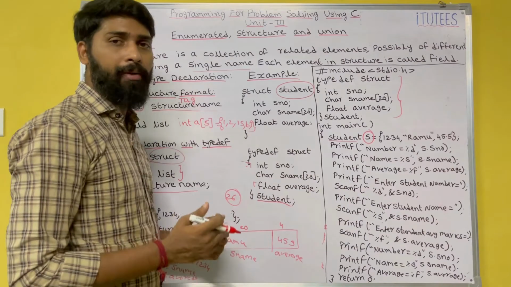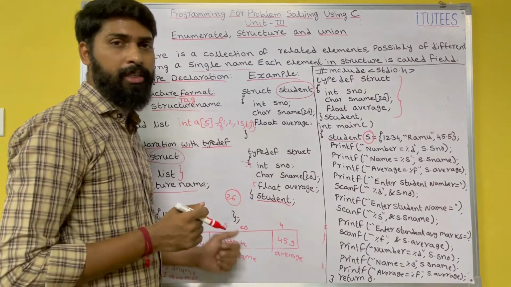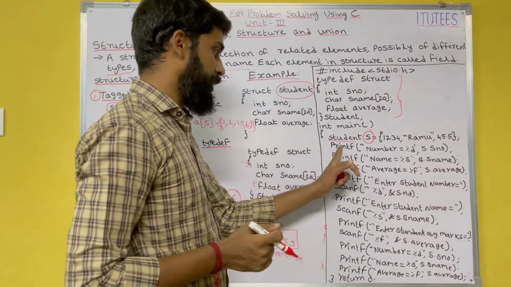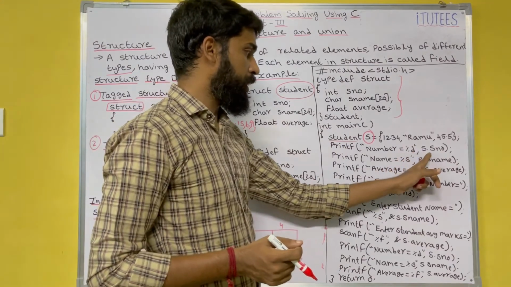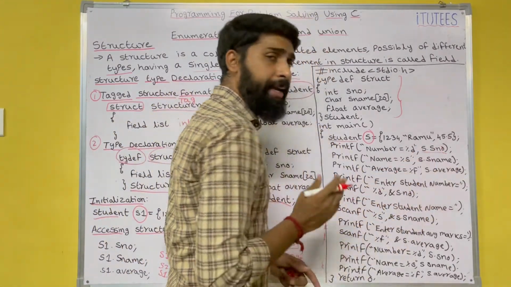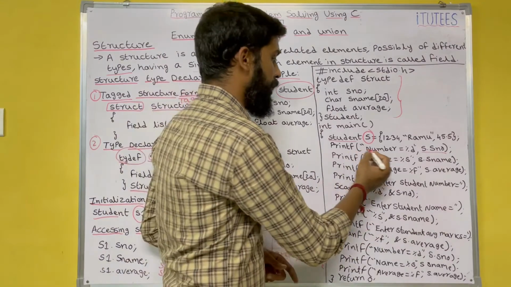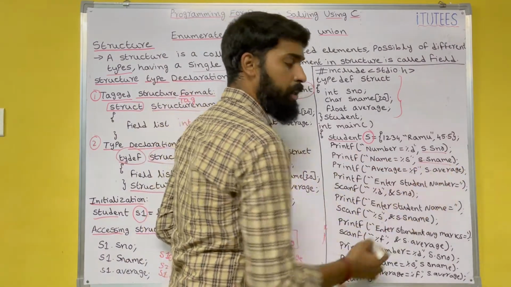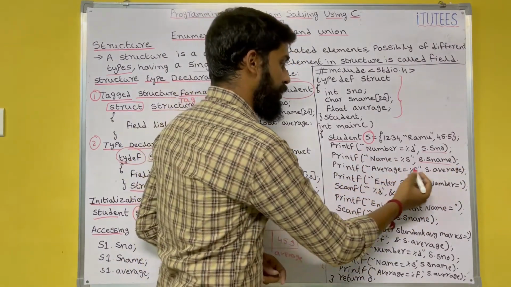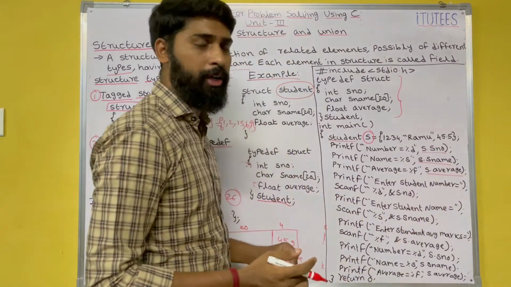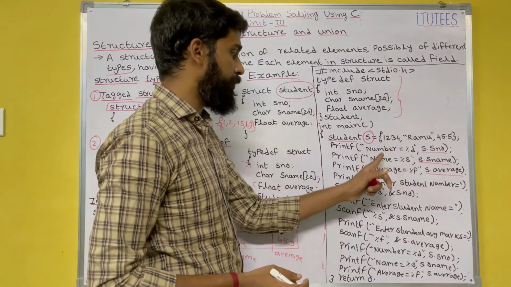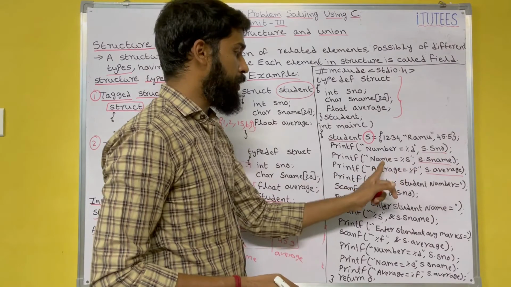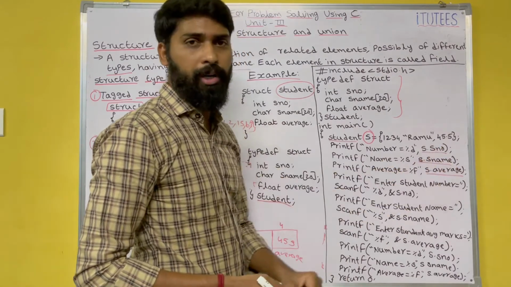Now I want to print the content in this student structure. How? printf number equals, what is the number? How can I access the number? s dot s number. Similarly, name equals s dot s name. Average equals s dot average. Now what does it print? Number equals 1, 2, 3, 4. Name equals Ramu. Average equals 45.5.